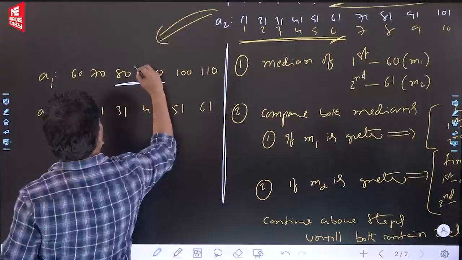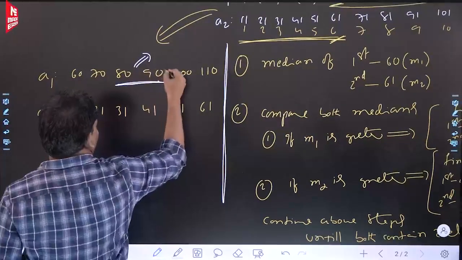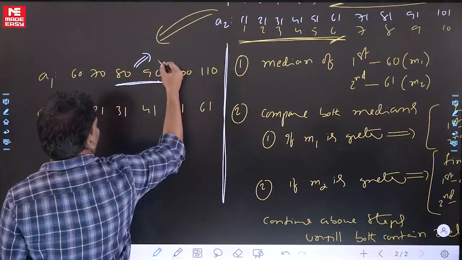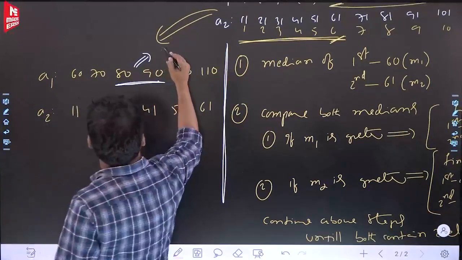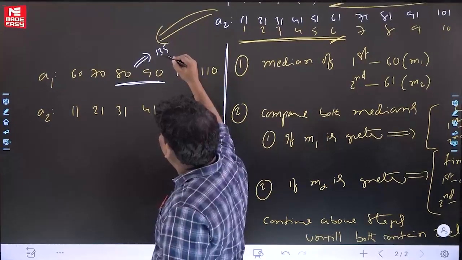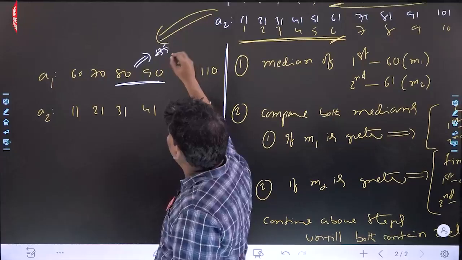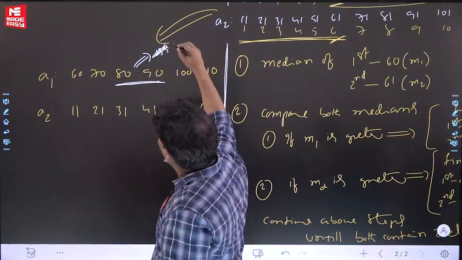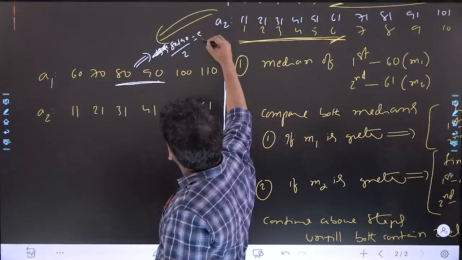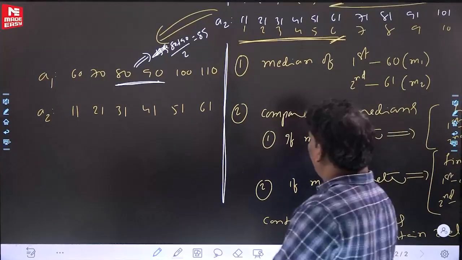Median is the sum of these two divided by 2. What is the answer? 80 plus 90 divided by 2. 80 plus 90 is going to be 170, divided by 2. 170 by 2 means how much? 80 plus 90, I think 160, no, 170, by 2, which goes to 85. 160, 170, that is okay.